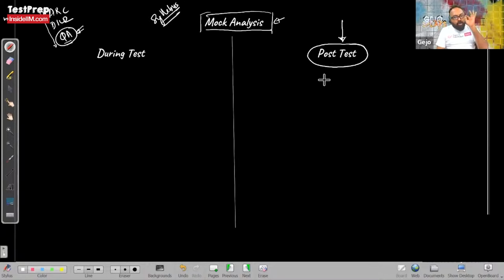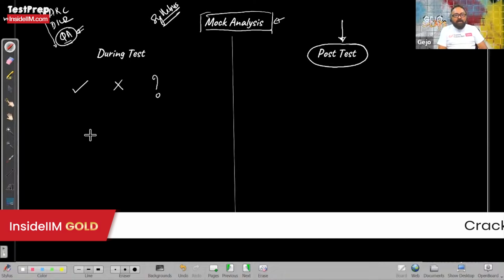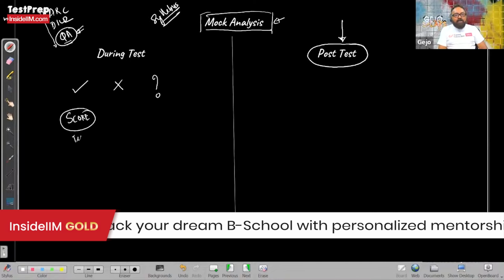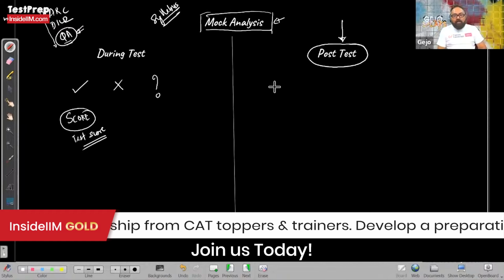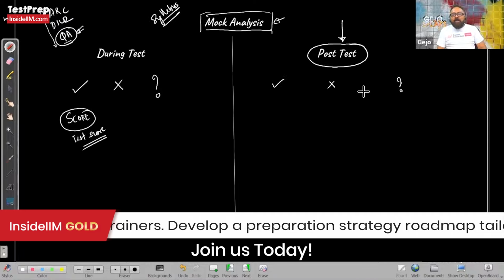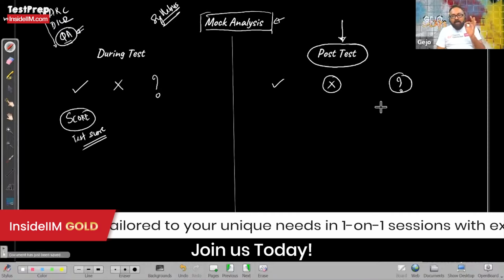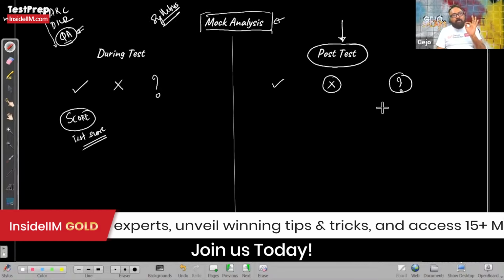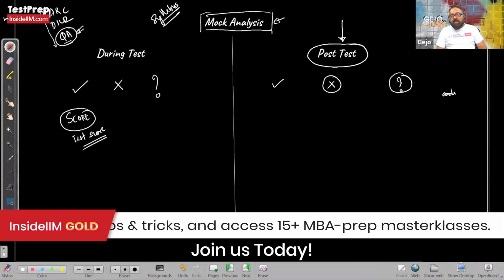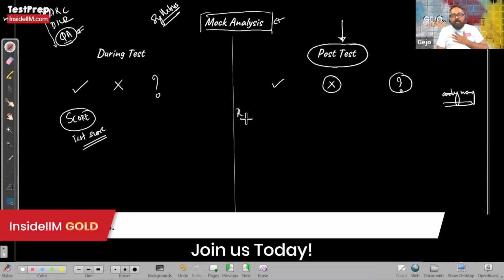Okay, so during the test, you've got some questions correct, some questions wrong, some questions incorrect. So you've got a certain score. That score is kind of your test score, right? But post the test, I need to understand what is the issue here and what was the issue here. And the only way that can happen, I'm using the word only, the reason why I'm using the word only is that the only way it can happen is I redo the questions once again.